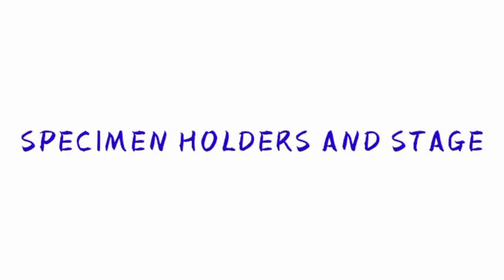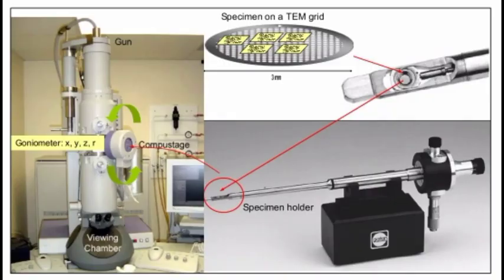Specimen holders and stage. In this figure, a thin section of specimen on a TEM grid, holders, tips, and the complete specimen holder, which is introduced into the goniometer of the TEM through the vacuum lock.